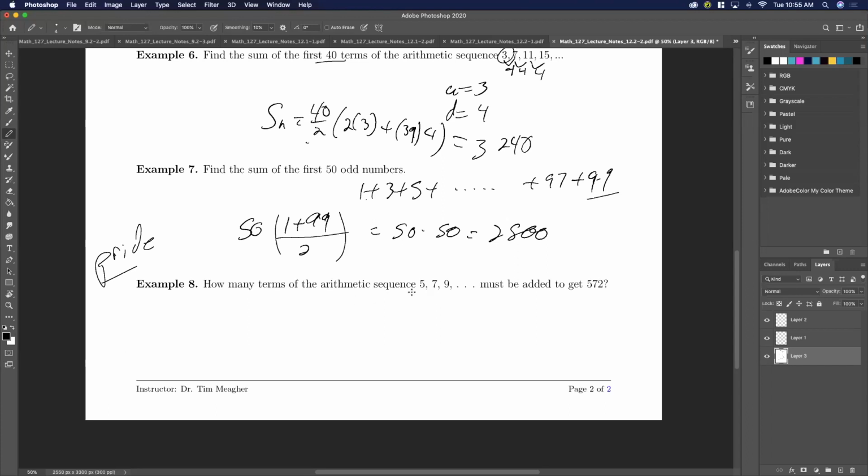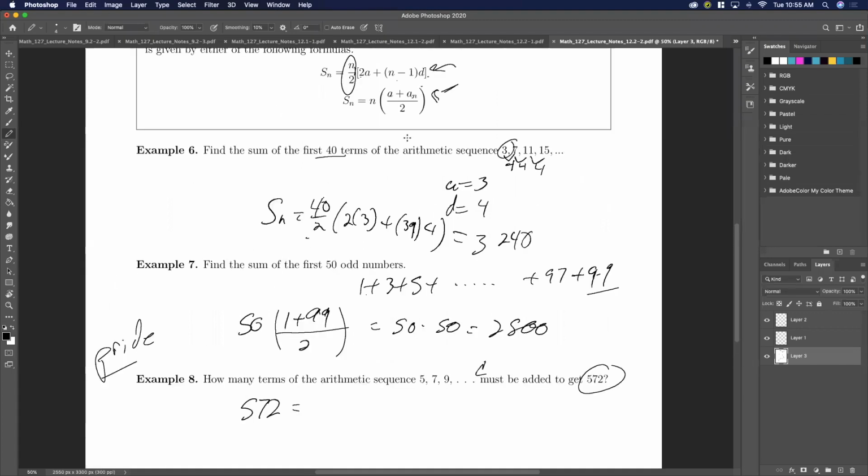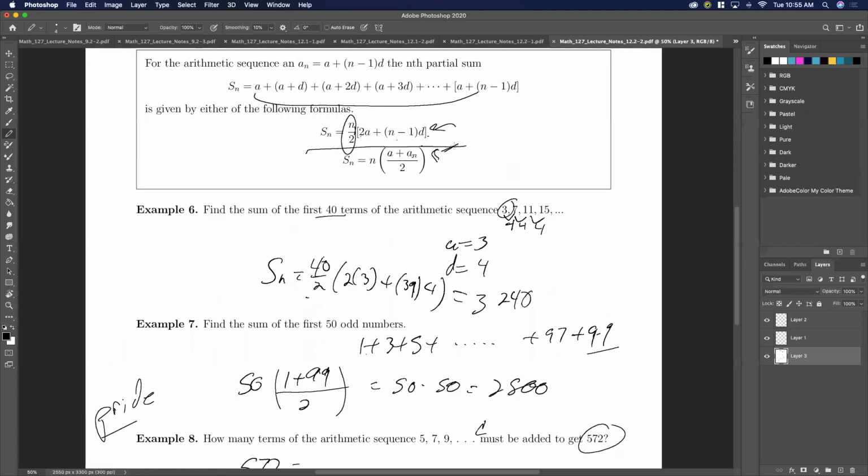All right, so let's do this very last one. How many terms of this arithmetic sequence must be added to get 572? In order to do this, we have to think backwards. So I know what the answer is. I want it to be 572. I don't know what my last term is because I want to know how many terms I have altogether. So I'm going to have to use this formula right here.